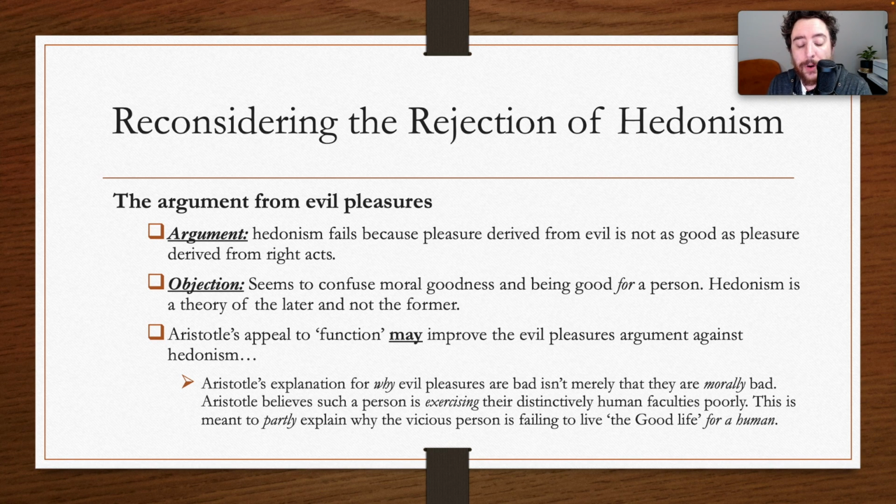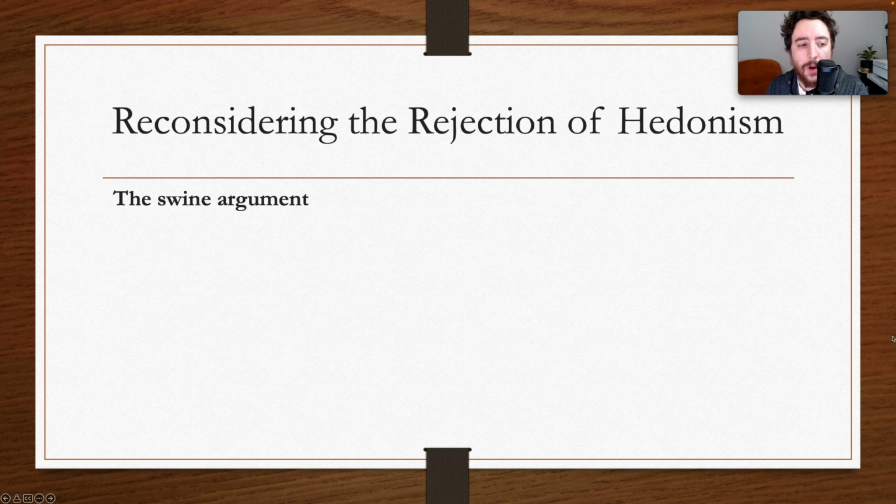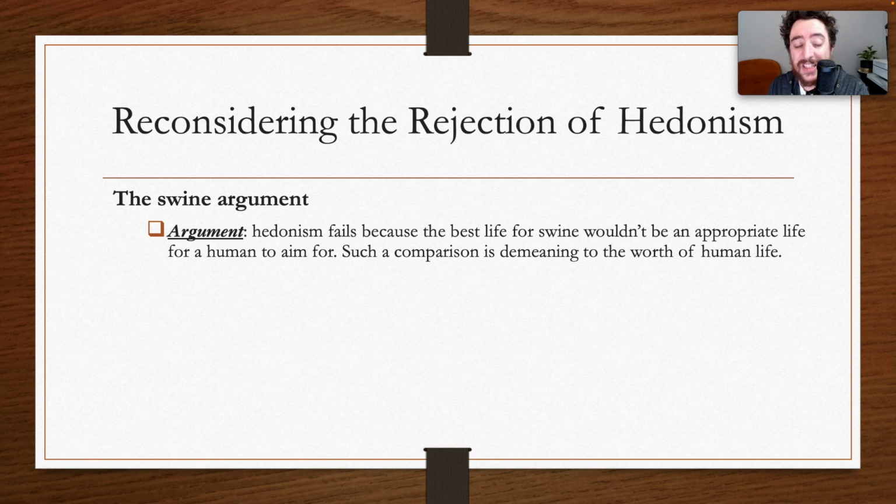Aristotle believes that a person who gets pleasure from evil acts is exercising their distinctively human faculties poorly. And that is meant to partly explain why the vicious person is failing to live the good life for a human. We also considered the swine argument in the last video. That argument claimed that hedonism is wrong because the best life for a swine wouldn't be an appropriate life for a human to aim for.